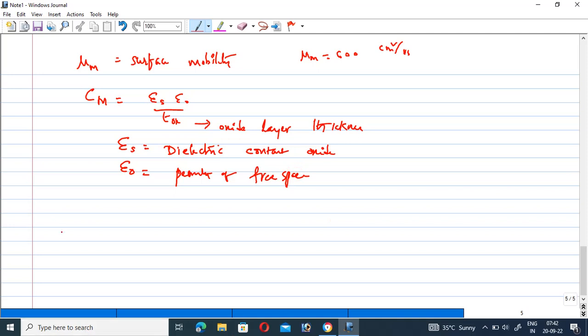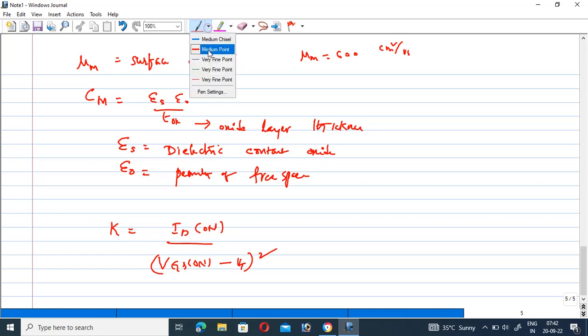Right, these are some of the unknown parameters. If you don't have all these parameters, we can write the corresponding K also in terms of known parameters. K is equal to ID upon (VGS minus VT) whole square. If you know the ID and VGS values, we can directly calculate the K value from the given data.